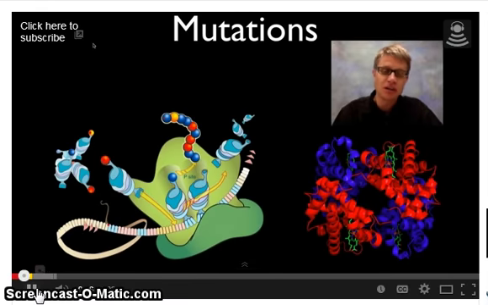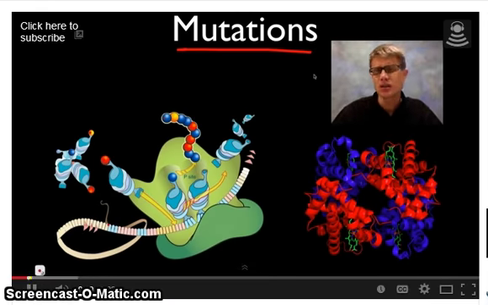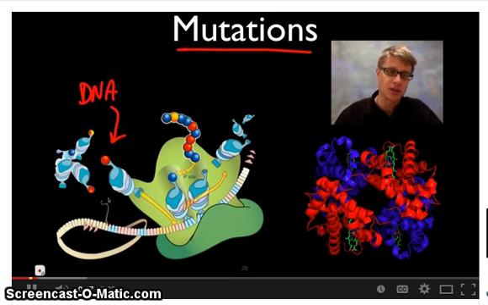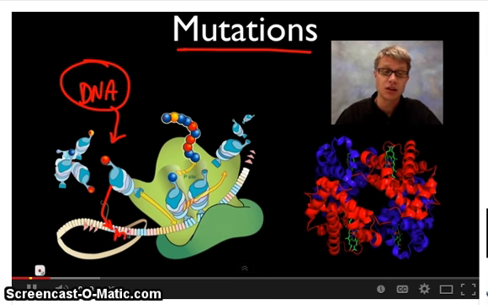Hi, it's Mr. Anderson, and in this podcast I'm going to talk about mutations. Mutations are simply changes in DNA. And why are changes in DNA bad? Well, DNA, remember, is going to be transcribed to make something called messenger RNA, and that's going to be translated to make something called a protein, and that protein is going to make you. And so if you have changes in the DNA, that's going to cause changes in the messenger RNA, and that's eventually going to change the proteins, and it's eventually going to change you.